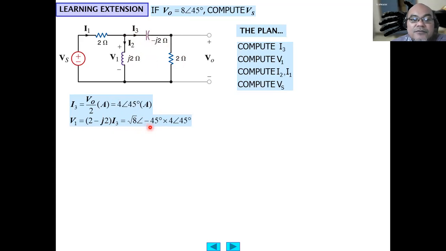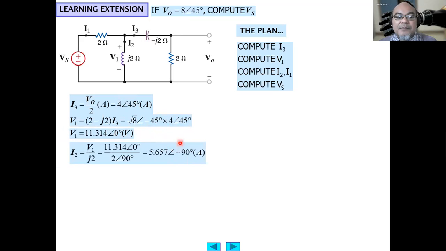And then you convert again, because you do multiplication here. To make it simpler, you convert the complex form here into phasor form. It becomes square root of 8 with an angle of minus 45 degrees times 4 with an angle of 45 degrees. So the value of V1 becomes 4 times square root of 8, the phase angle is 0, right? 11.314 with the phase angle of 0 volt.